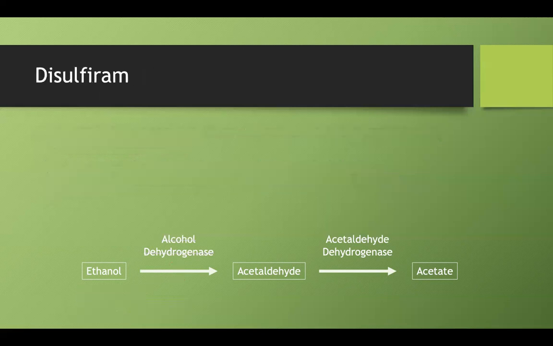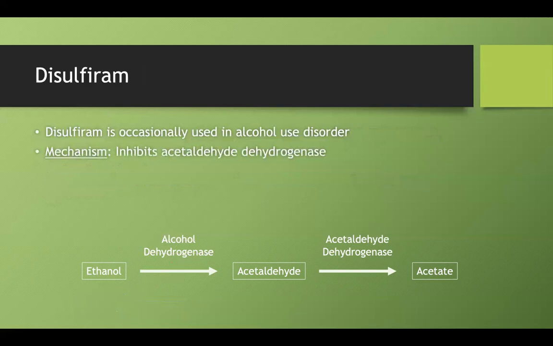While we're looking at this diagram, I just wanted to talk about one more thing, which is disulfiram. So disulfiram can be used in alcohol use disorder. It's not really used as often nowadays because the person who has the disorder can just not take the disulfiram, and it doesn't reduce the cravings in any way. And what do I mean by this? So disulfiram will inhibit the other enzyme in this pathway, acetaldehyde dehydrogenase.